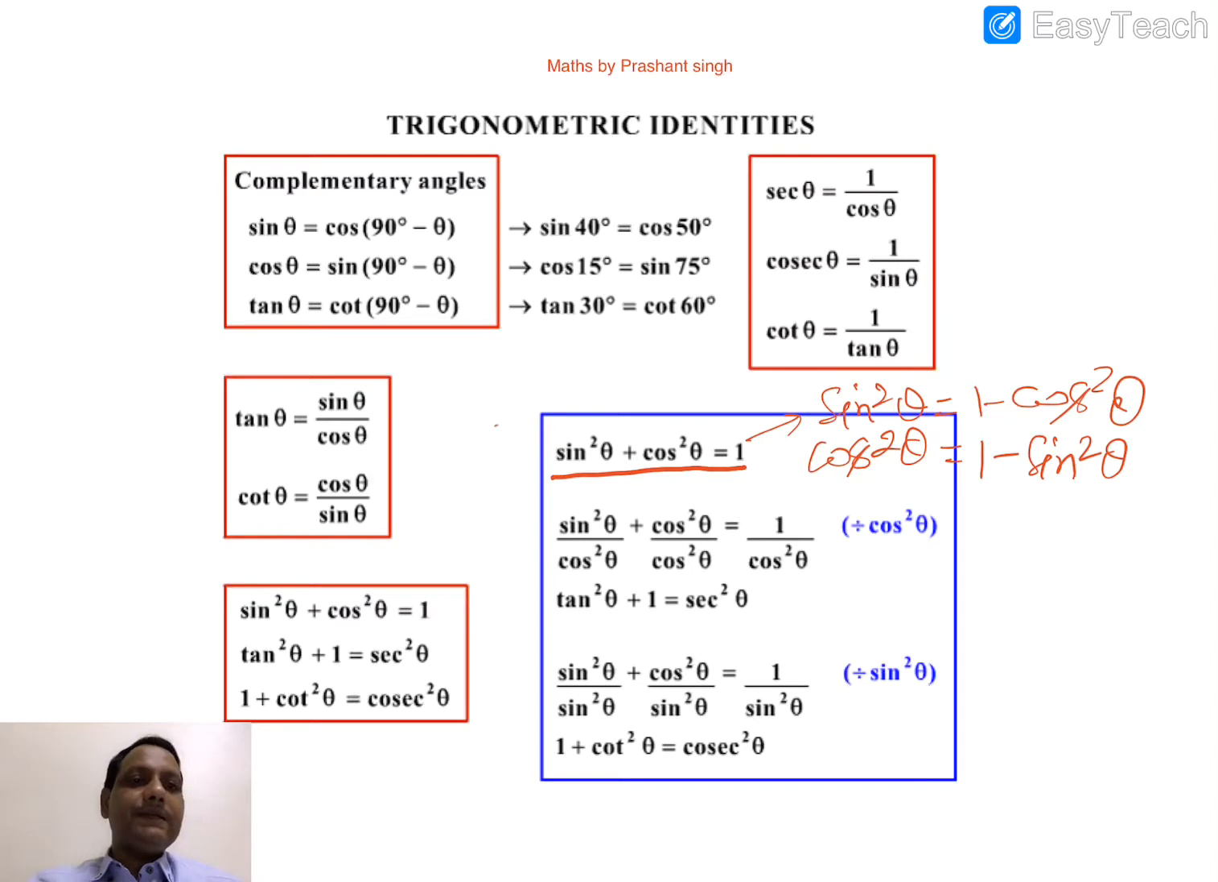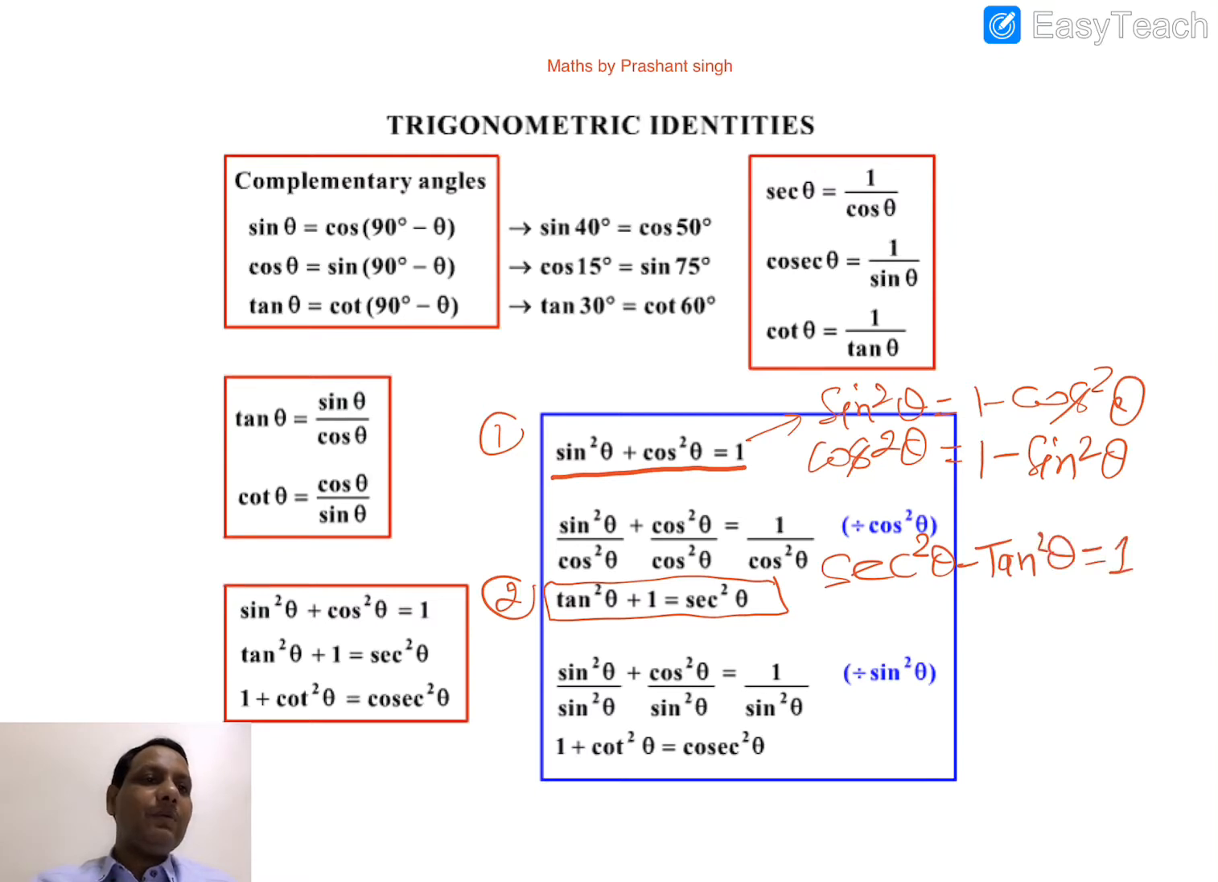Then the second identity, which is very important, is sec square theta minus tan square theta is equal to 1, or you can say, replacing the place, sec square theta is equal to 1 plus tan square theta. If you know this, then you can also say tan square theta is equal to sec square theta minus 1.